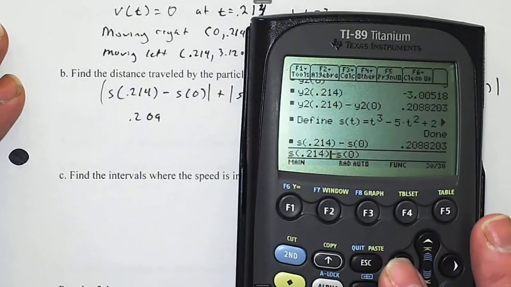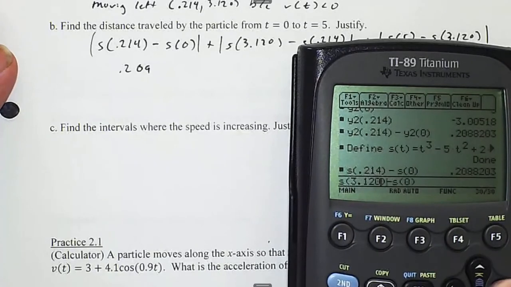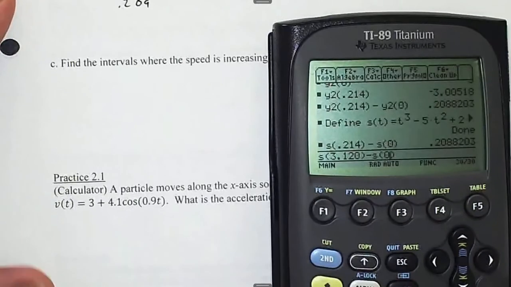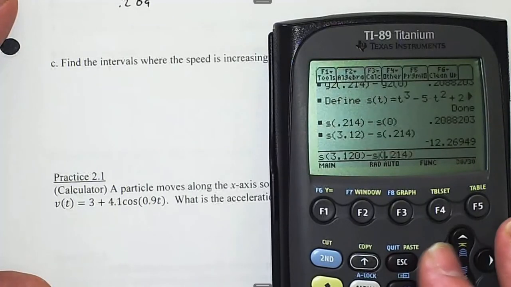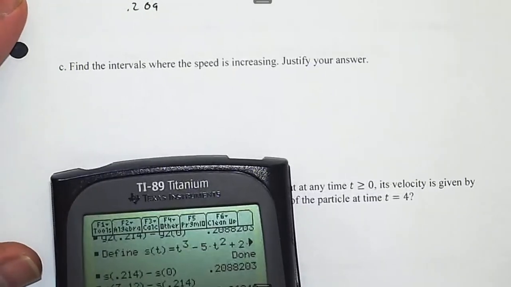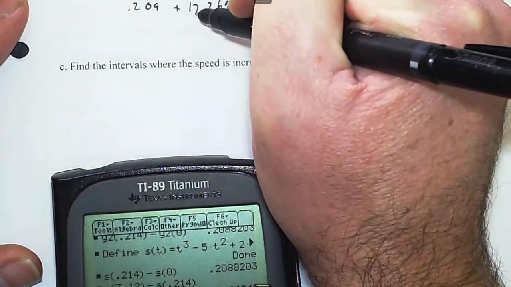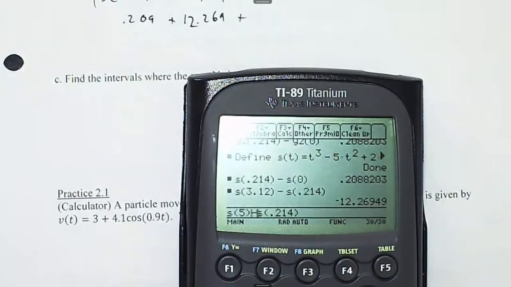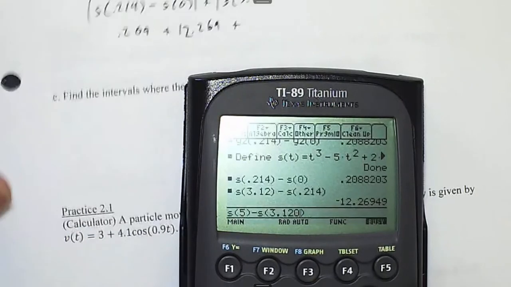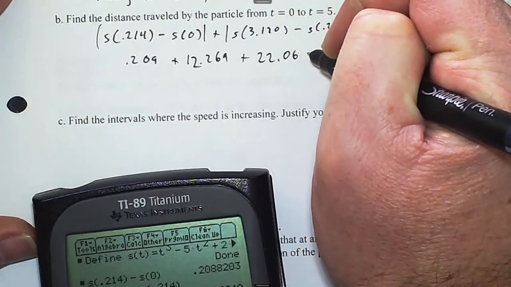And then I can just go in here and change this to 3.120 minus 0.214. But I need the absolute value, so that's plus 12.269. And then finally we'll do s of 5 minus s of 3.120.